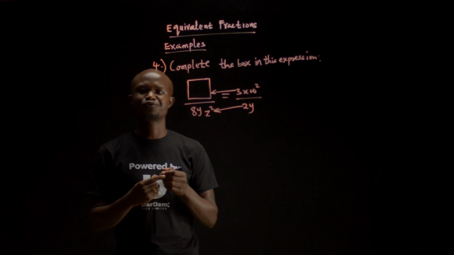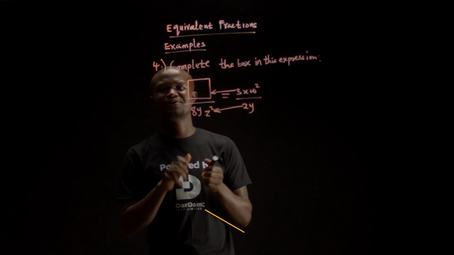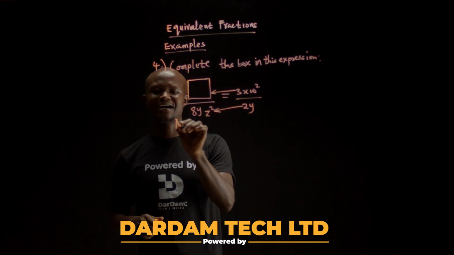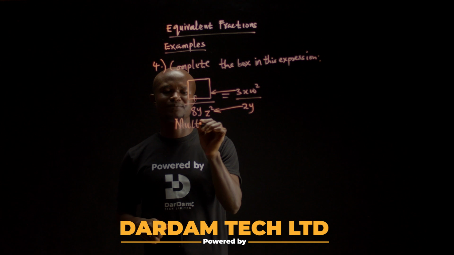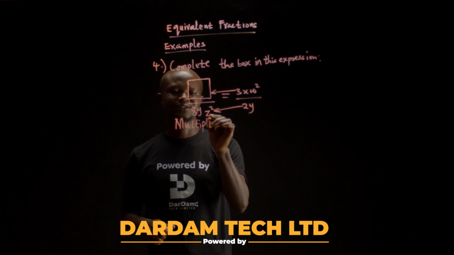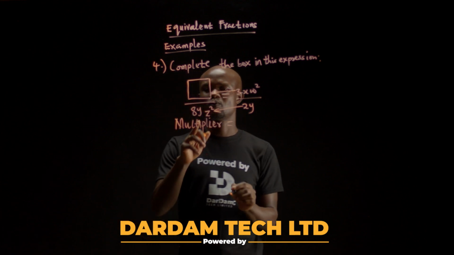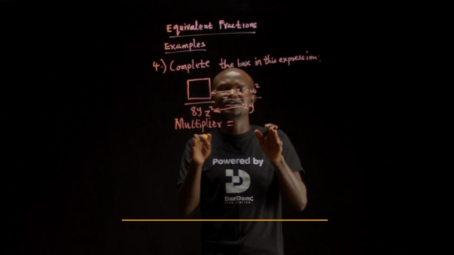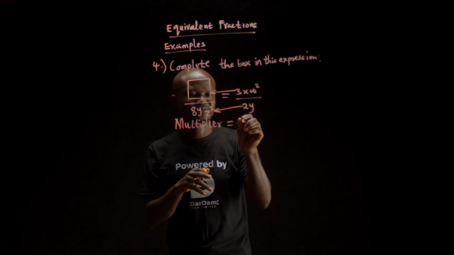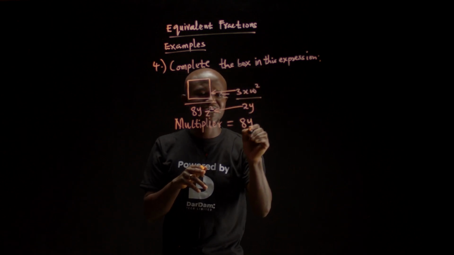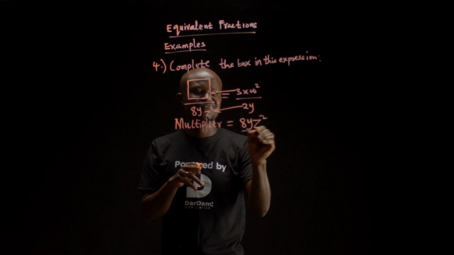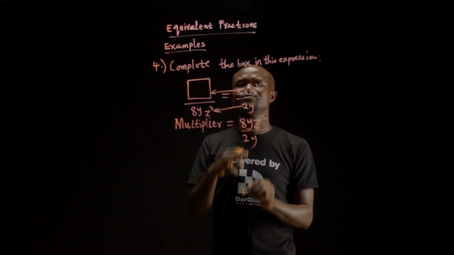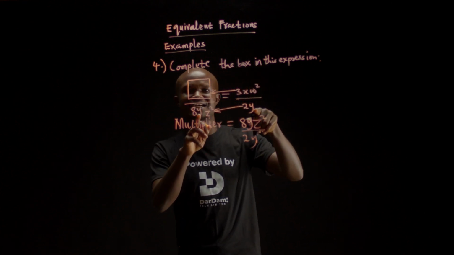And don't forget, if you want to find the multiplier, that's going to be the final divided by the what? Initial. So multiplier, the final divided by the initial. What is the final? Equivalently, for the denominators, the two denominators are known. That's why we are using them. So because we have 8yz squared divided by what? This side divided by 2y. The final divided by the initial.